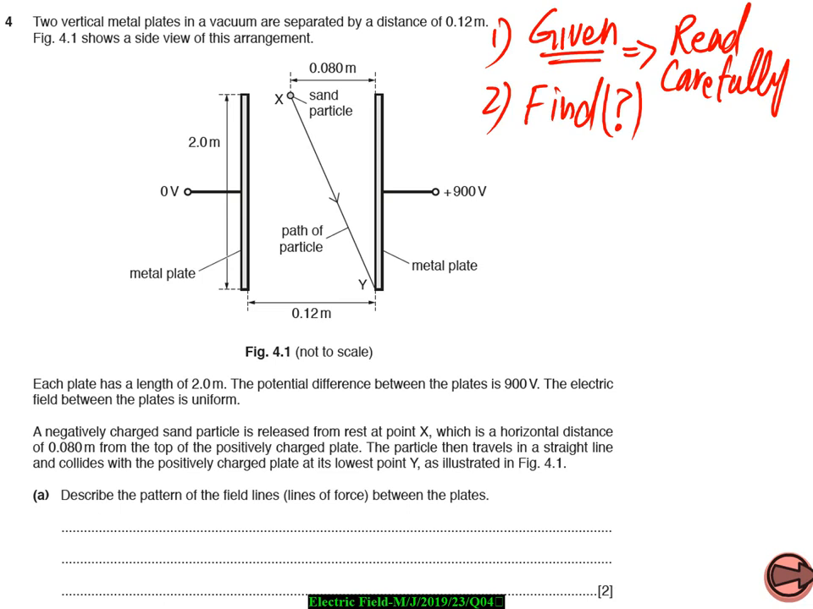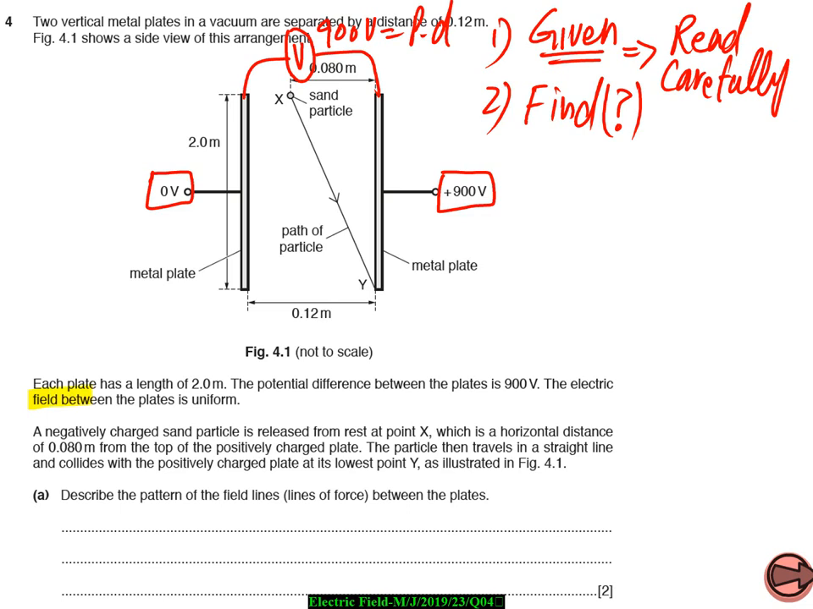If we read this question, we will see that one plate has potential 0 volts, and the potential at the other plate is equal to plus 900 volts. It simply means that if we attach a voltmeter between these two plates, what we will read from this voltmeter will be equal to 900 volts, and this is the potential difference between these two plates.